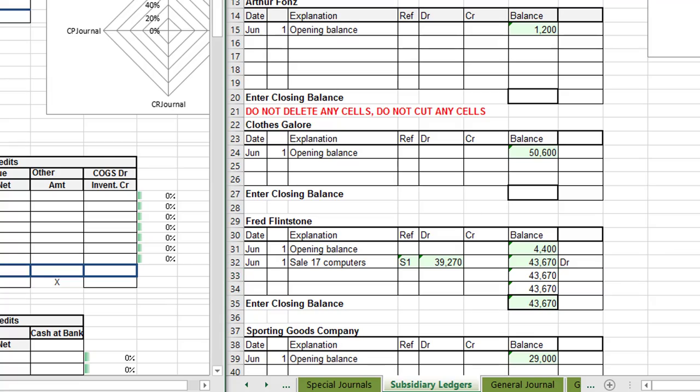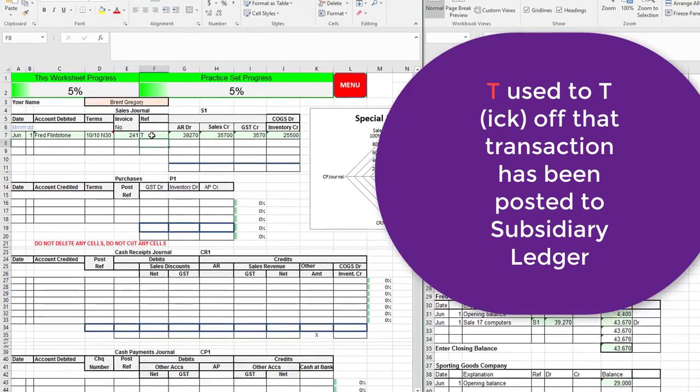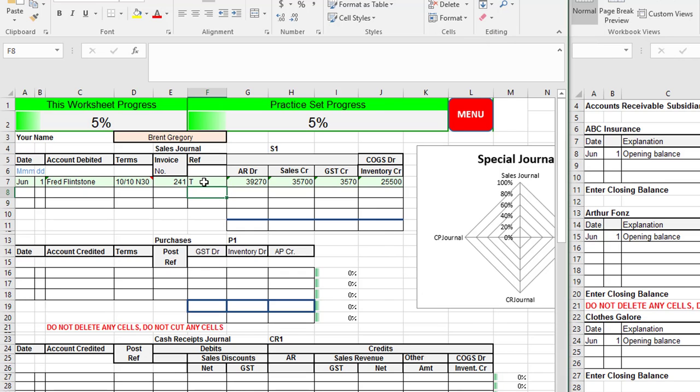Now over here, we're going to put in a T. Now what does the T mean? The T is shorthand for tick. In the old days, we would have put a tick in there to say we've posted this item to the subsidiary ledger. But now we've moved to computerization and the convention became to do a tick. That is the first transaction done.